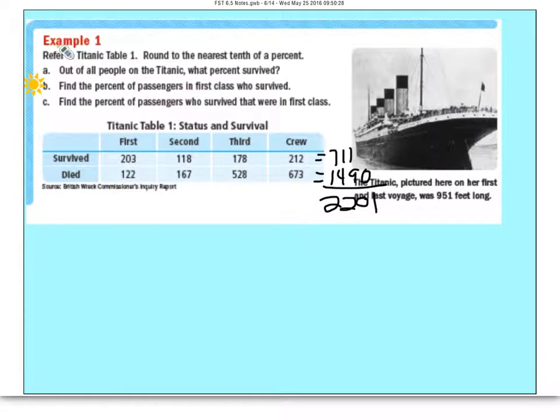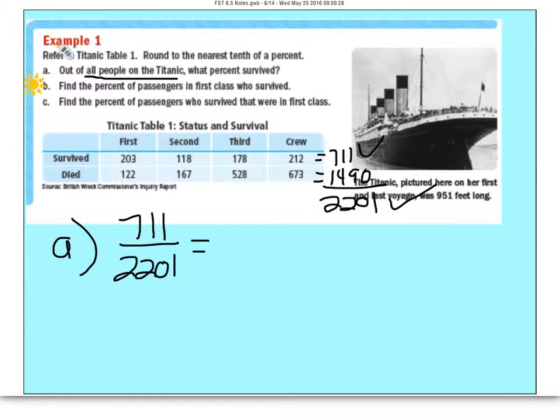So let's look at question A here. They want to know, out of all the people on the Titanic, what percent survived? So you need to figure out for your fraction here, are we looking at everyone in the table or just a portion? And they just said of all the people on the Titanic. So that would be of the 2,201 people. What percent survived? Our survivors were 711. So if you do that as a percentage, it comes out to 32.3%.